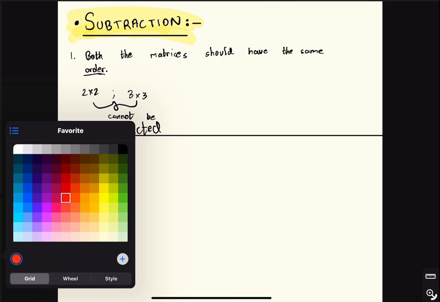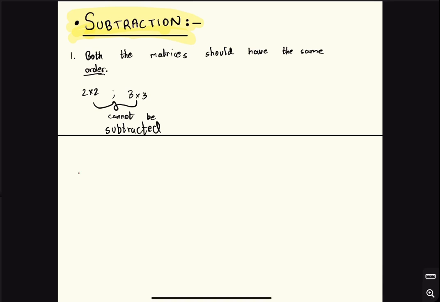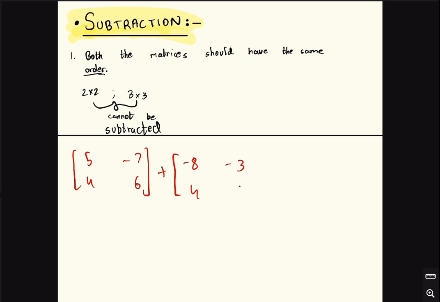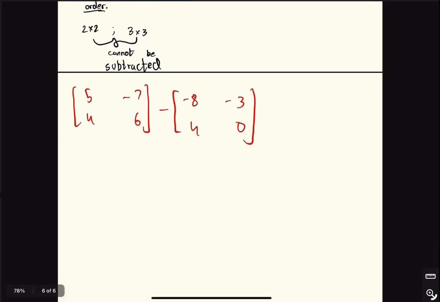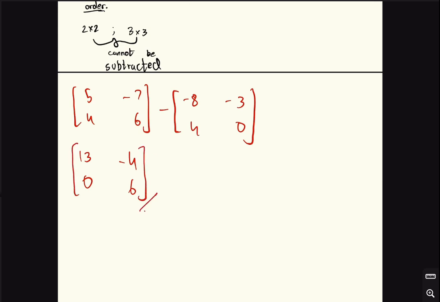It's very easy. You just pause the video and try to solve this on your own. Let's say 5, 4 and 6, minus 8, minus 3, 4 and 0. So this is not plus, this should be minus. We are learning subtraction. Now what is 5 minus minus 8? Minus into minus is plus, so 8 plus 5 is 13. Then 7 minus 3 is 4, and it will have the minus sign. 4 minus 4 is 0, 6 minus 0 is 6. So therefore the required matrix is this.